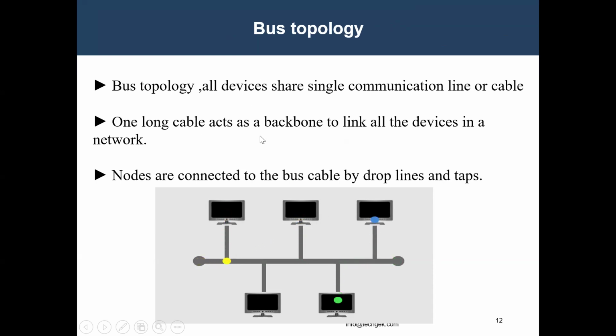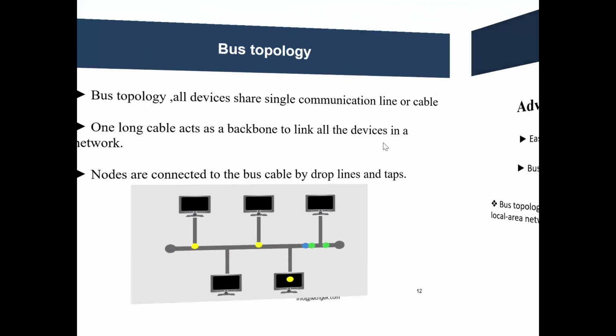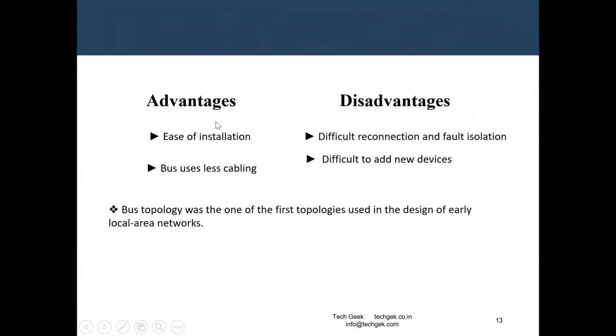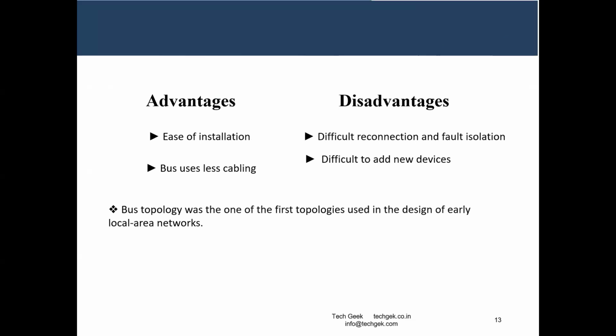But in a very simple way, this was designed in an earlier network. Nodes are connected to the bus cable by drop lines and taps through which the communication happens. The advantages are ease of installation, and bus uses less cabling. The disadvantages are that it is difficult to reconnect, difficult to isolate faults, and difficult to add new devices. Bus topology was one of the first topologies used in the early design of local area networks. In the 80s, when the first network was designed, it was used as the LAN.